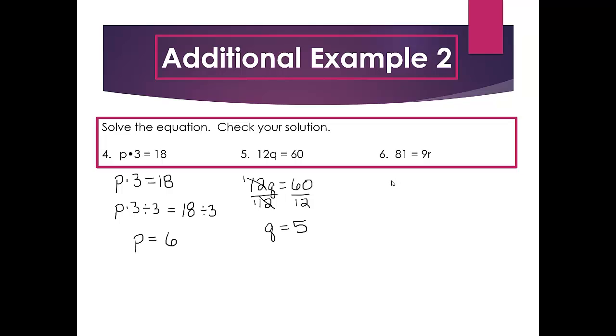Now for number 6, we have 81 equals 9r. 9r would be 9 times r. The opposite of multiplying by 9 would be to divide by 9. So we're going to divide each side by 9. You can show division by just drawing a line under it and then writing your 9 underneath the problem. 81 divided by 9 is 9. And on the right-hand side, 9 divided by 9 is 1. So we're just going to be left with r. So 9 equals r, which you can also write as r equals 9. Now if we plug this back in, 9 times 9 is 81. So our answer is correct.